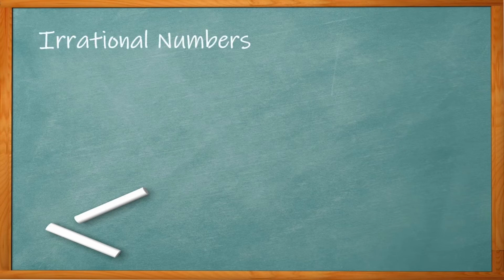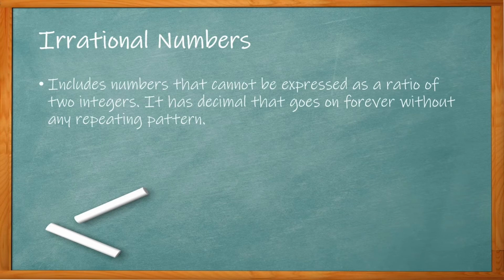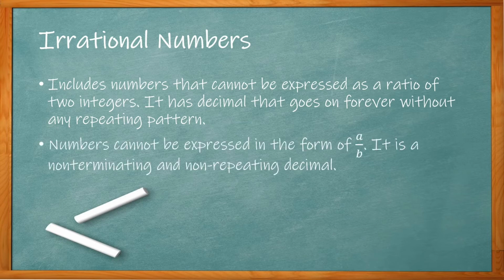We also have irrational numbers. This includes numbers that cannot be expressed as a ratio of two integers. It has a decimal that goes on forever without any repeating pattern. These are numbers that cannot be expressed in the form of a over b. It is a non-terminating and non-repeating decimal. For example, square root of 2, 0.121567, and so on.